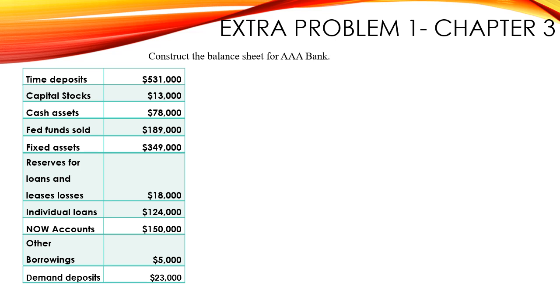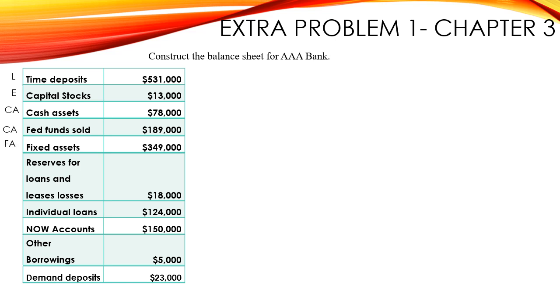The first step for constructing a balance sheet is to determine whether each account is a current asset, a fixed asset, a liability, or an equity. So first of all, time deposits are liabilities, capital stocks of course equity, cash assets, current assets. Also, federal funds are current assets. If we have federal funds purchased, these are considered as liabilities. But since these are federal funds sold, they are considered as current assets.